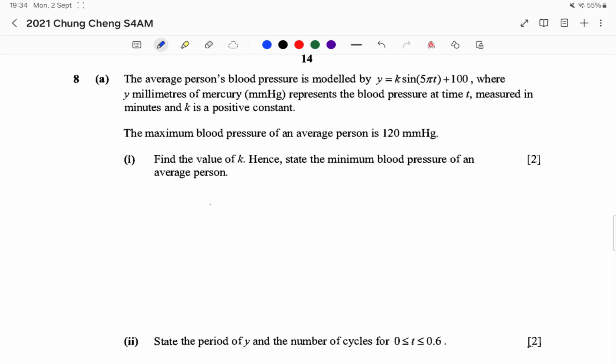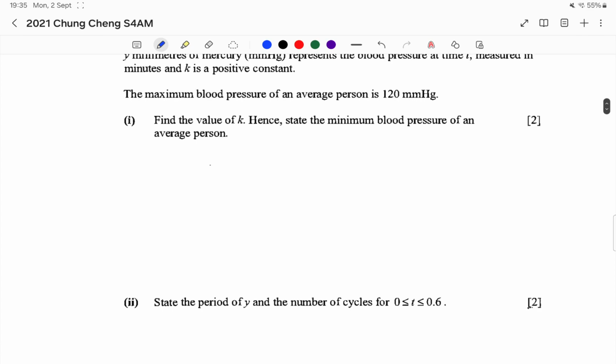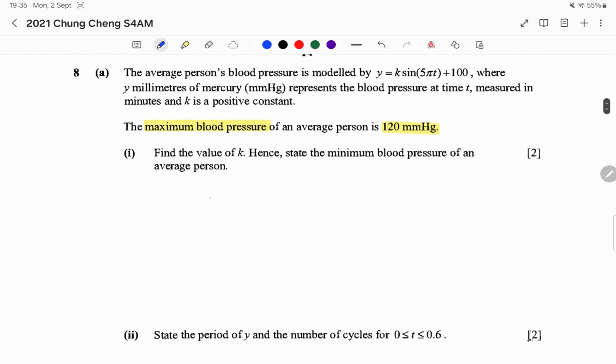So as what I tell all my students, you just have to read the question carefully and fish out important details. So let us see, we have this person's blood pressure and it's being modeled by this sine curve, and they give information that Y is the milliliters of mercury, T is time, measured in minutes, K is positive. So the first clue they have is that the max BP is 120 millimeters of mercury. Then they say find the value of K.